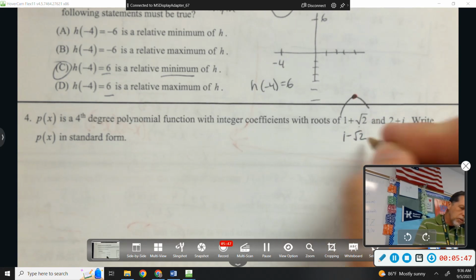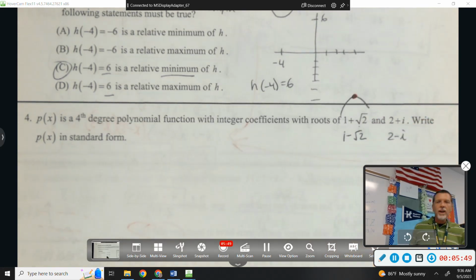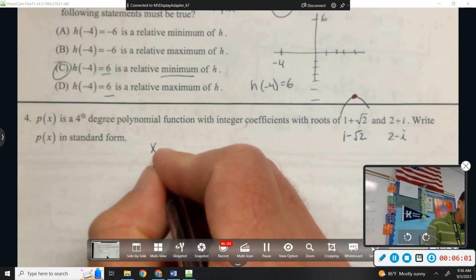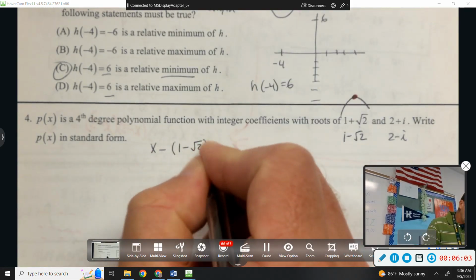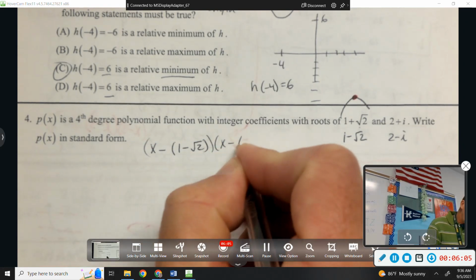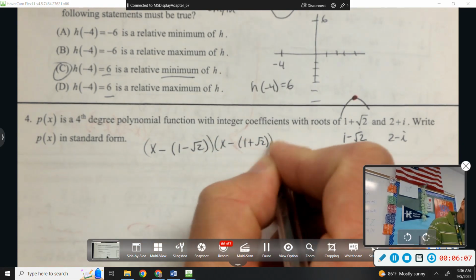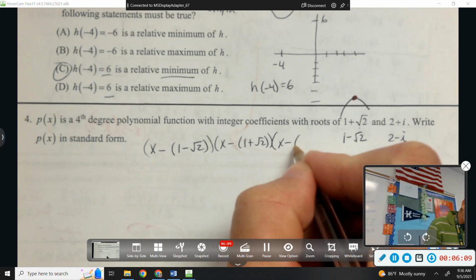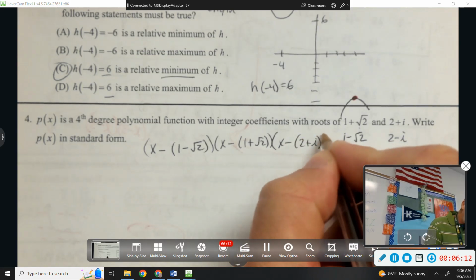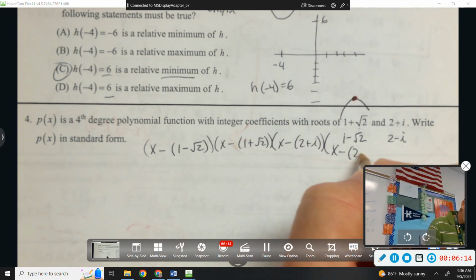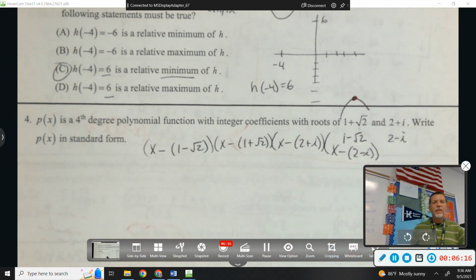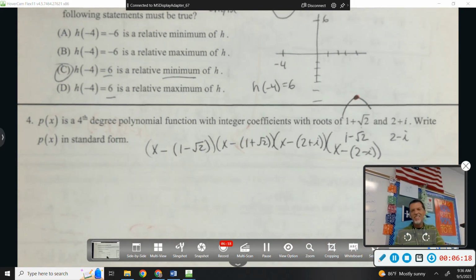So 1 minus root 2 and 2 minus i. But what do I do to get that into some sort of standard form? x minus 1 minus root 2, x minus 1 plus root 2, x minus 2 plus i, x minus 2 minus i. Ugh, awful.